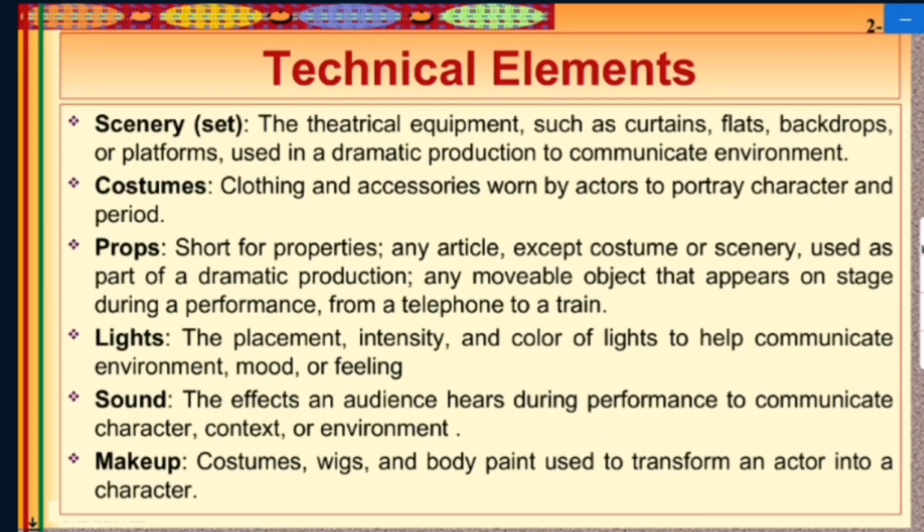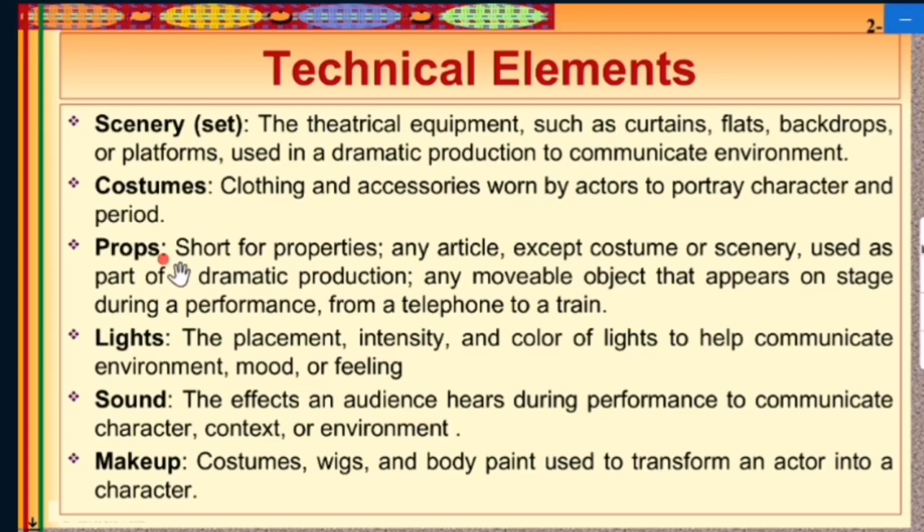So the next is technical elements. Technical elements are scenery, the first element that is very much important. Scenery is the set of a drama, the theatrical equipment such as curtains, flats, backdrops, or platforms used in a dramatic production to communicate environment. The second one is the costumes. Costume is the clothing and accessories worn by actors to portray characters and periods. That is costume. The third one is props.